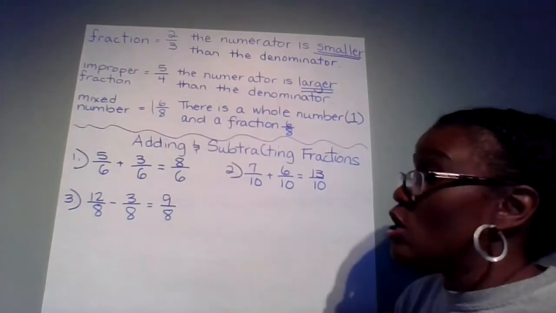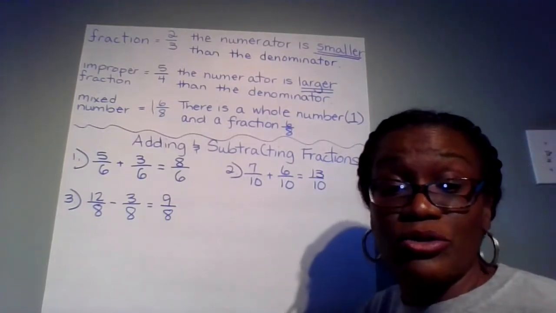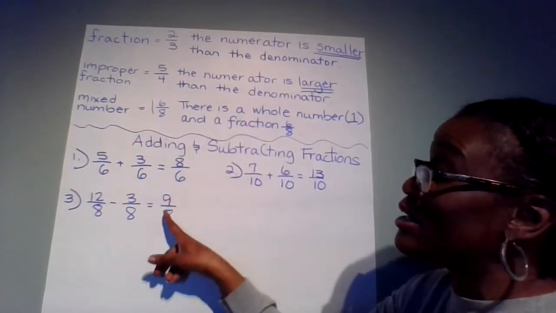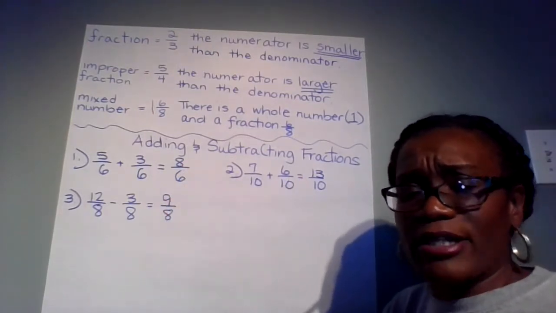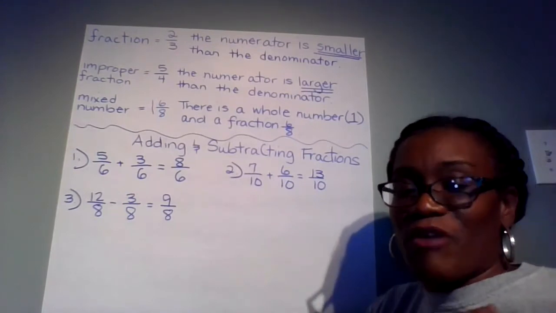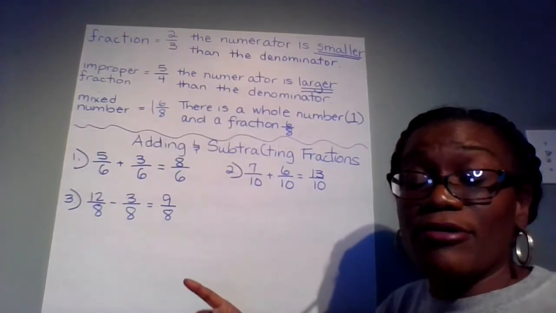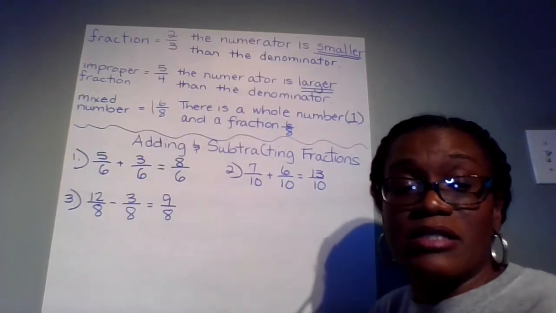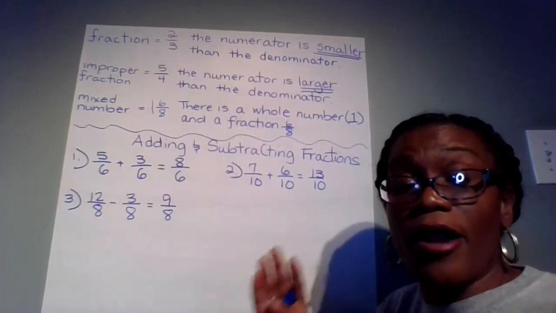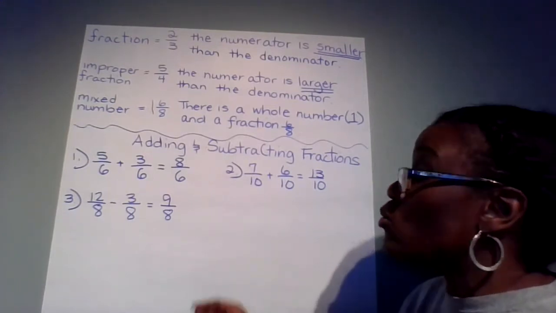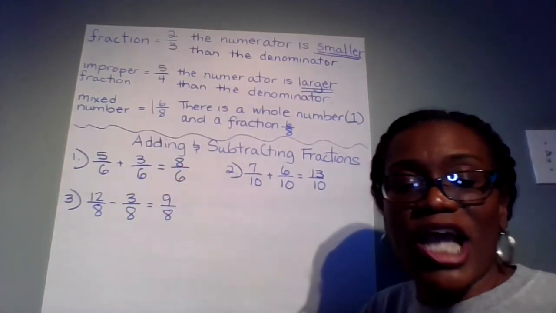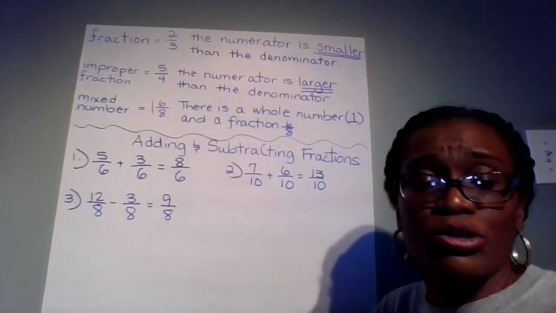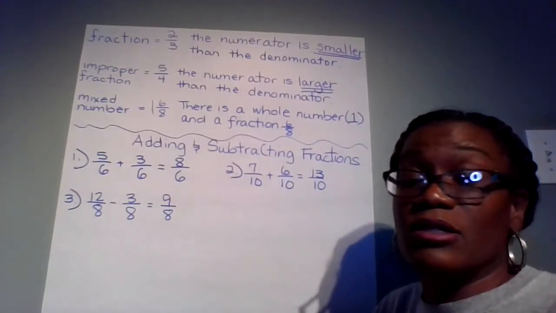Now, scholars, one thing that we can do is take any improper fraction. And what does an improper fraction mean? From our last video, that's right. I told you an improper fraction means that you have greater or larger than one whole. So we can take any improper fraction and we can change it into a mixed number.